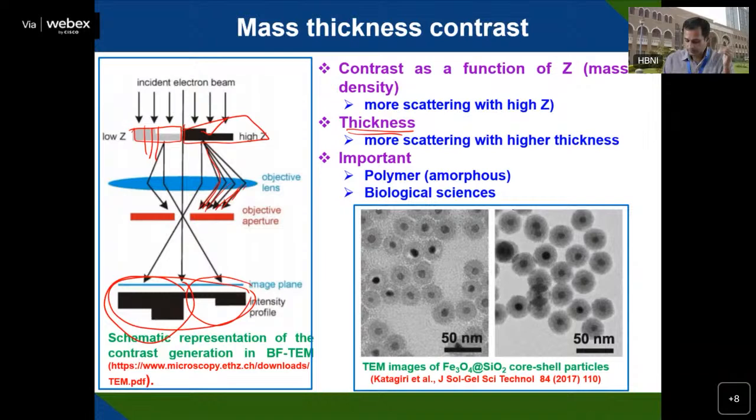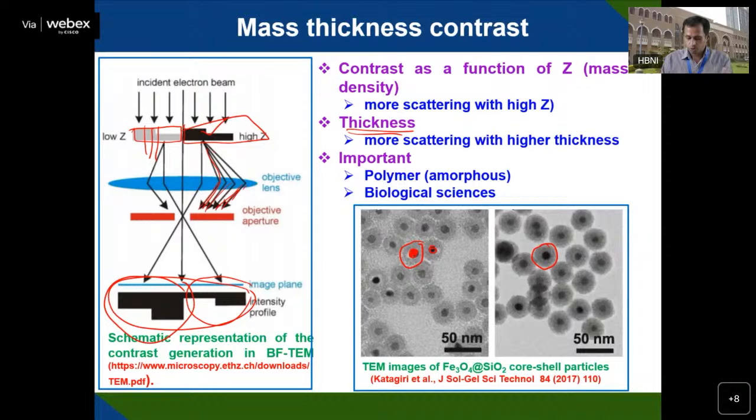You can see this is Fe3O4 coated with silica. You can see this black dot is Fe3O4 on the surface. You have silica, which is less dense, or carbon, while this iron oxide is completely dense because of the high Z material. Electron transmission is less in this case. You are getting a more dark spot here, but on the outer side you are getting a lighter spot because of the low Z material.